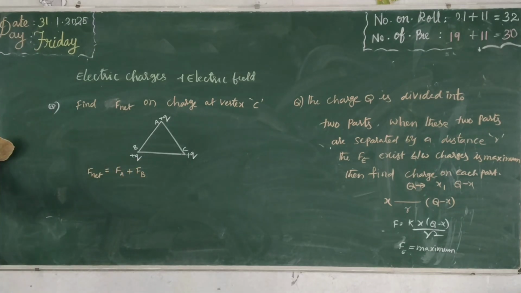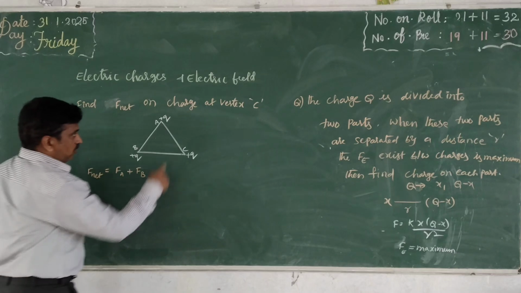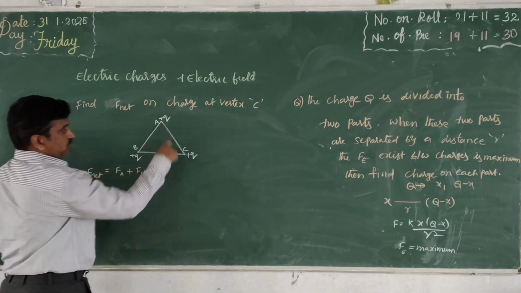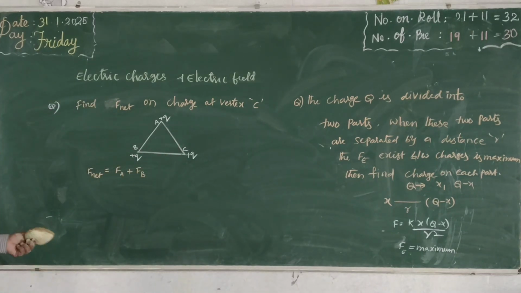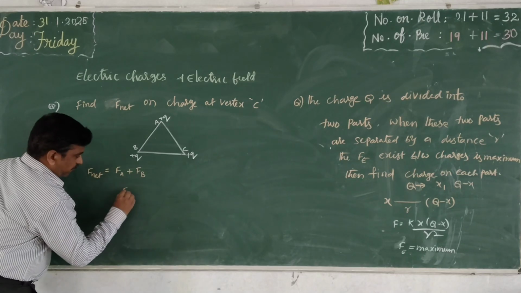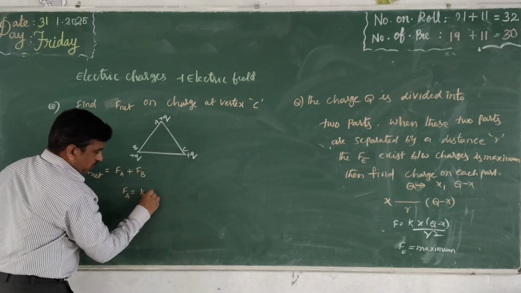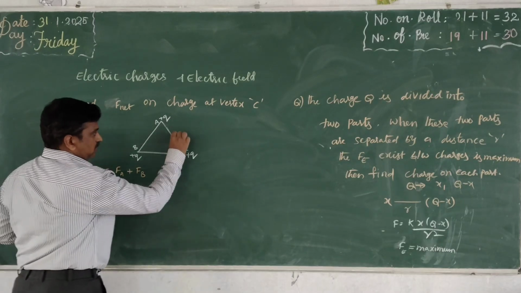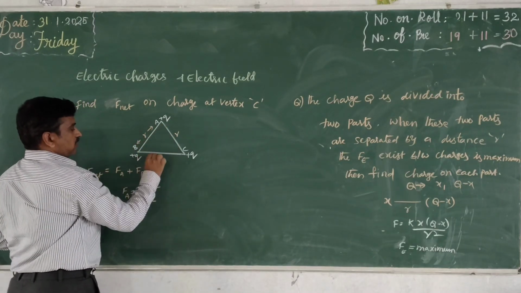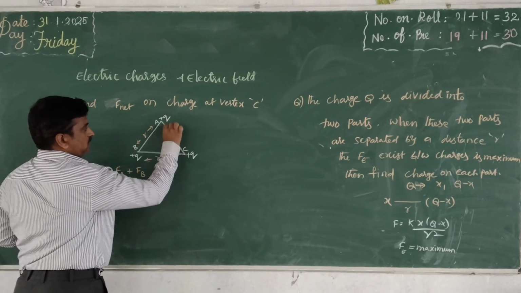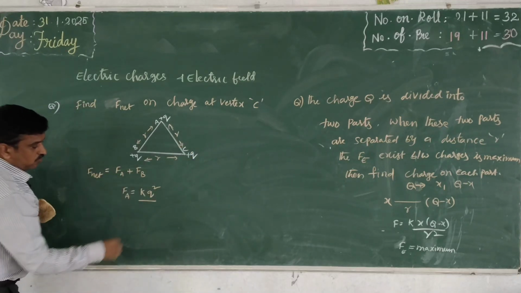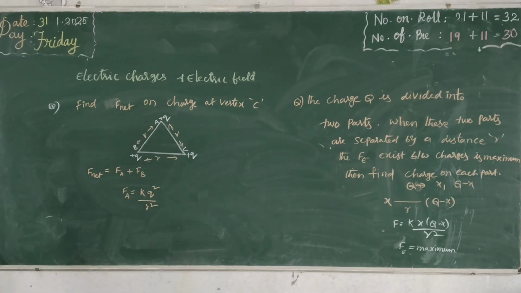First we can find out the force between these two charges, between A and C, plus Q and plus Q. We can write FA equals K Q square by R square. What is the distance here? R is the distance between the vertices. So FA equals K Q square by R square.